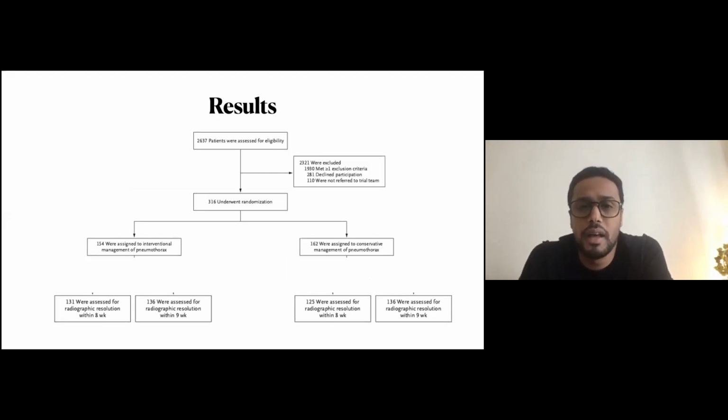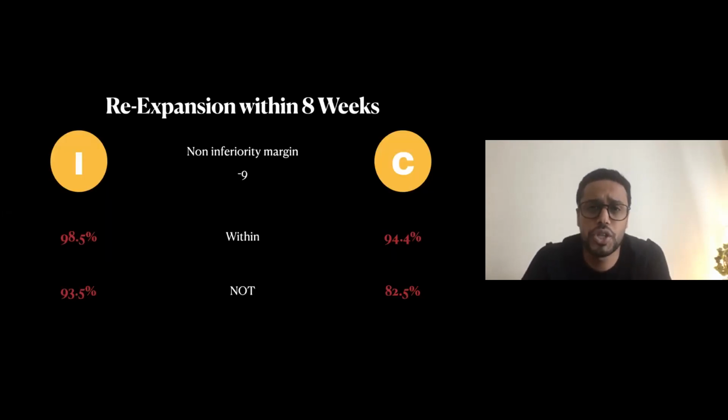They had more than 2,600 patients, and those participants who fulfilled the criteria was 316. They divided them into 154 participants who will receive a chest tube and 162 patients who will have the conservative approach. Now, as I said, the primary outcome was to look at the re-expansion within 8 weeks.